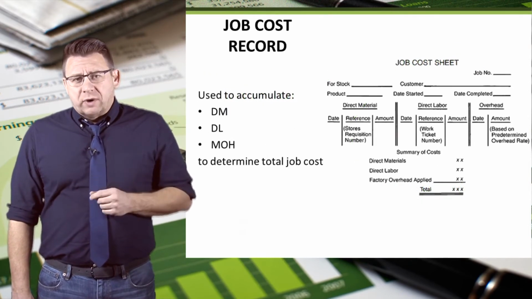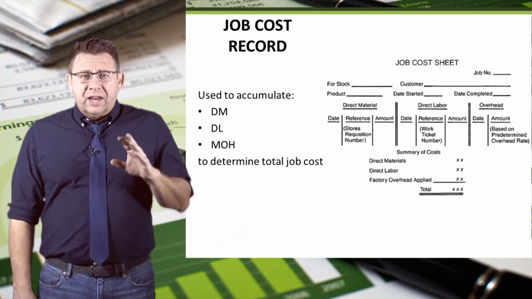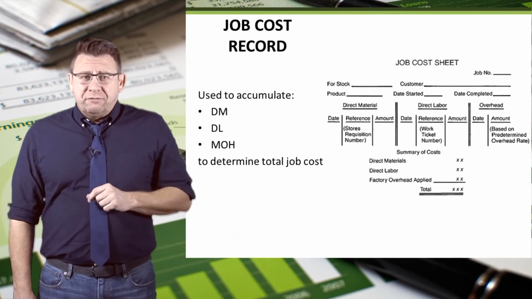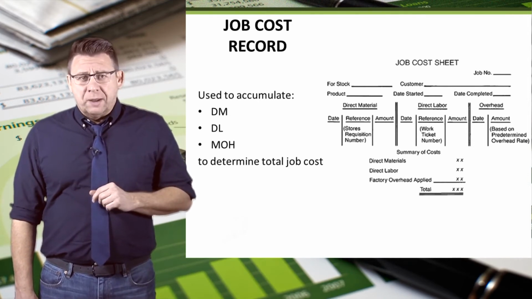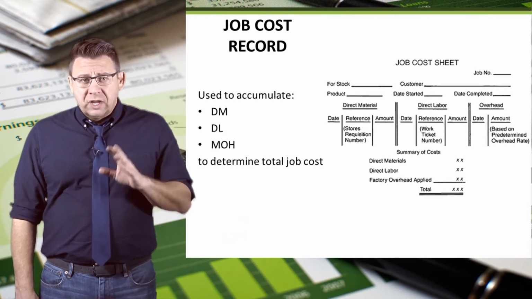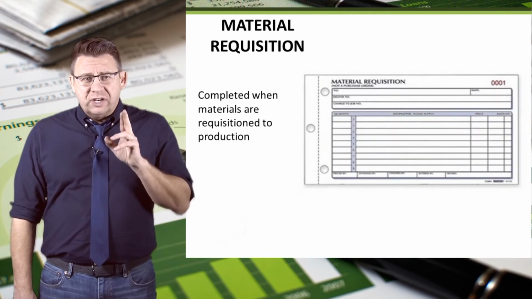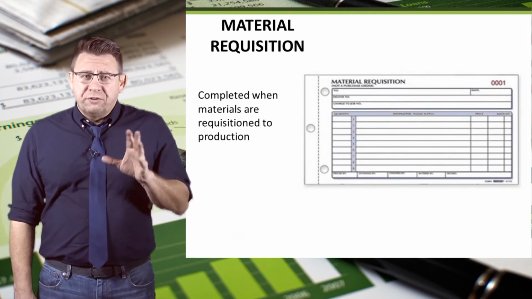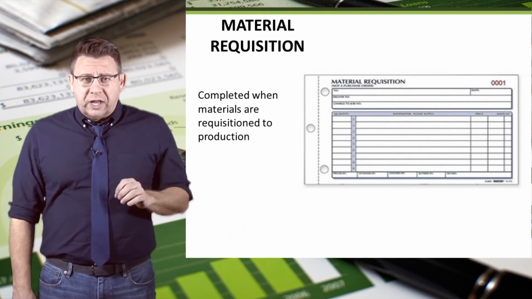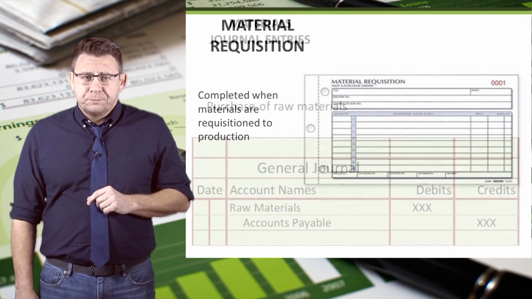A job cost record is used to accumulate all of the direct material and direct labor used on a job, as well as the manufacturing overhead allocated to the job. Each job will have its own job cost record for keeping track of the job's cost. Each time production needs some raw materials, it will fill out a material requisition. This is the paper trail that tracks the physical movement of raw materials to production.